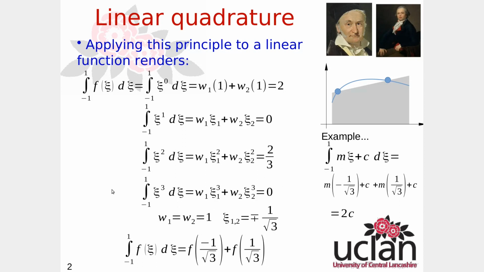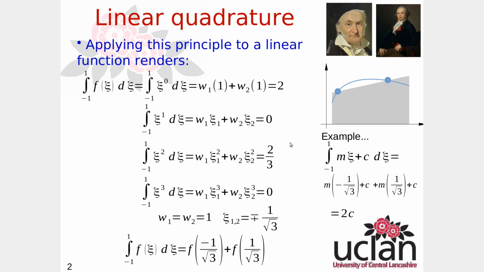The next function is, of course, odd, so the value of this is straight away 0. You could compute this out. And then we have W1 C1 raised to the power of 3, W2 C2 raised to the power of 3 equals 0.